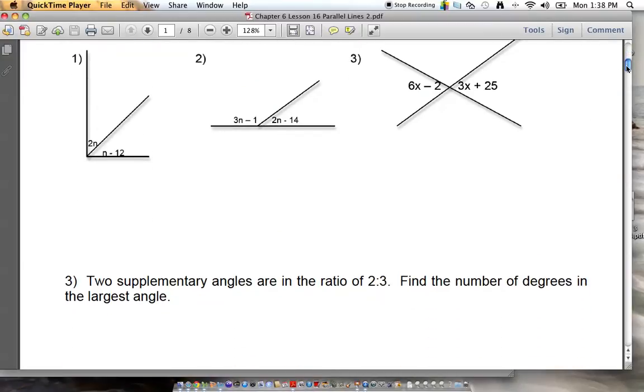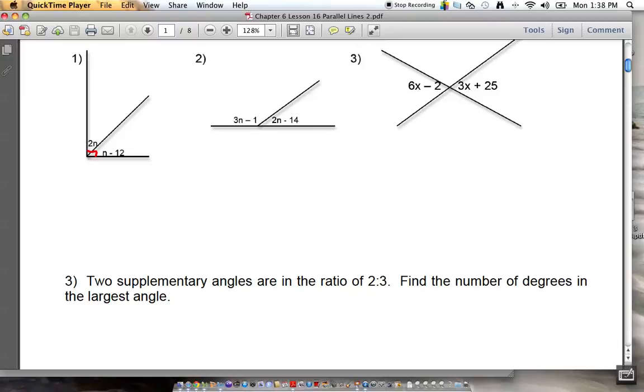Now, let's take a look at this next diagram here, diagram number 1. What do you think those two angles add up to? They're not equal, clearly, because they're not across from each other. So what do you think they have to add up to? They add up to 90 degrees, because this is a picture of a right angle.